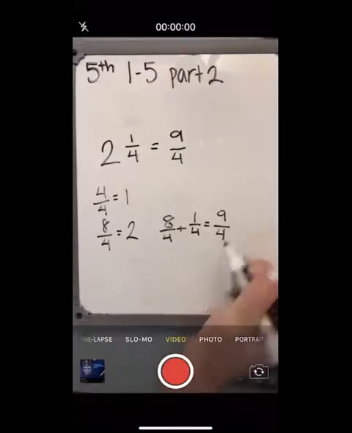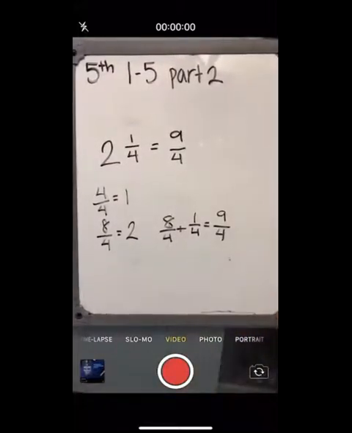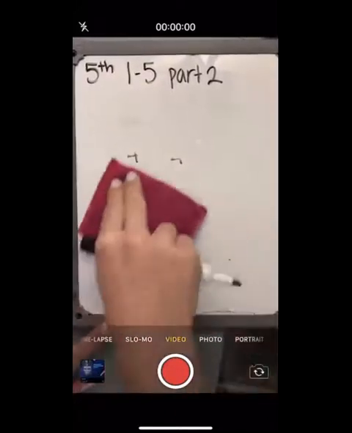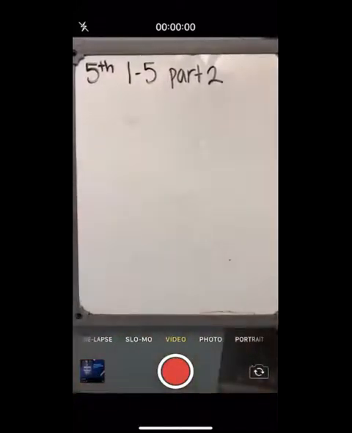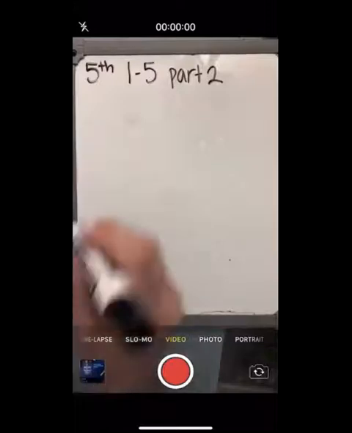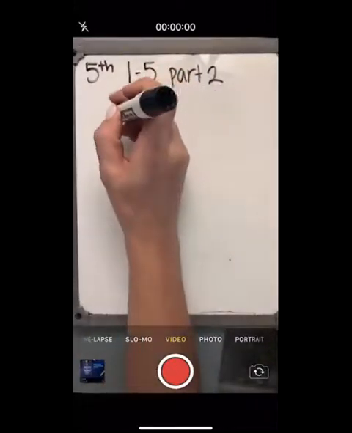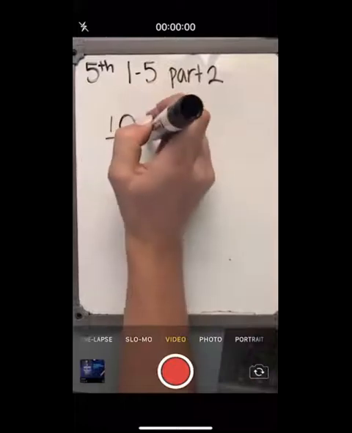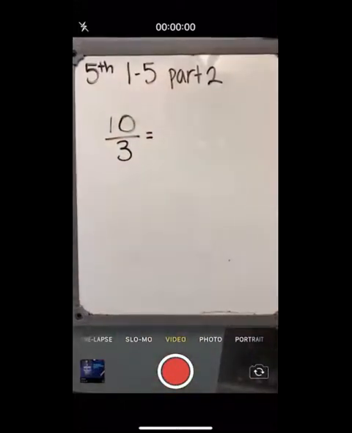But now the question is, what if I asked you to go the other way? What if I gave you the improper fraction and I asked you to change it into your mixed number? So first of all, I'm just going to start with the improper fraction, see if you can get into the mixed number, and then explain why. I'm going to see if you can give this into a mixed number.